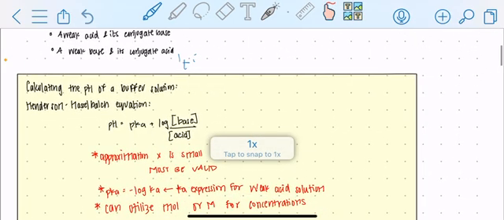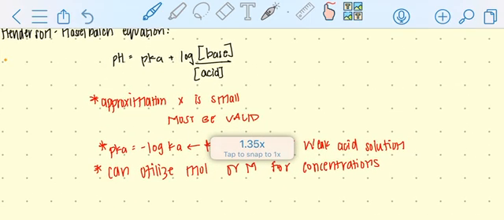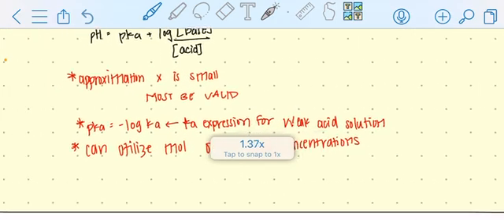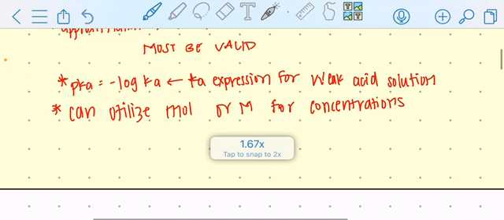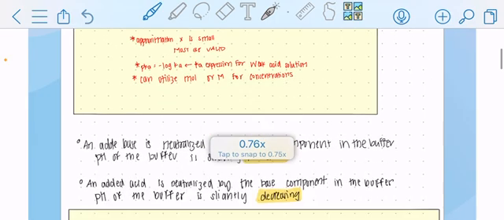To calculate the pH of the solution, we will use the Henderson-Hasselbalch equation, which is that pH is equal to pKa plus log of the concentration of the base divided by the concentration of the acid. This assumes that the approximation is small. Additionally, the way to calculate pKa is to get minus log of the Ka value for the weak acid. We can utilize moles or molarity for concentrations.